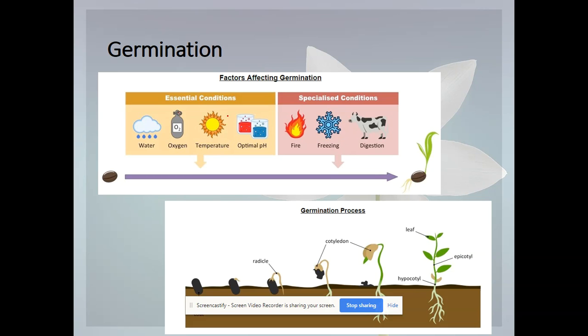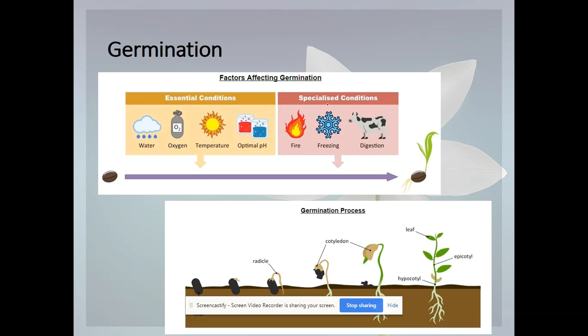The pH needs to be right. The temperature needs to be right. There has to be a supply of oxygen so that the plants' mitochondria can use the food stored in the seed to make ATP to actually grow, and of course, water.